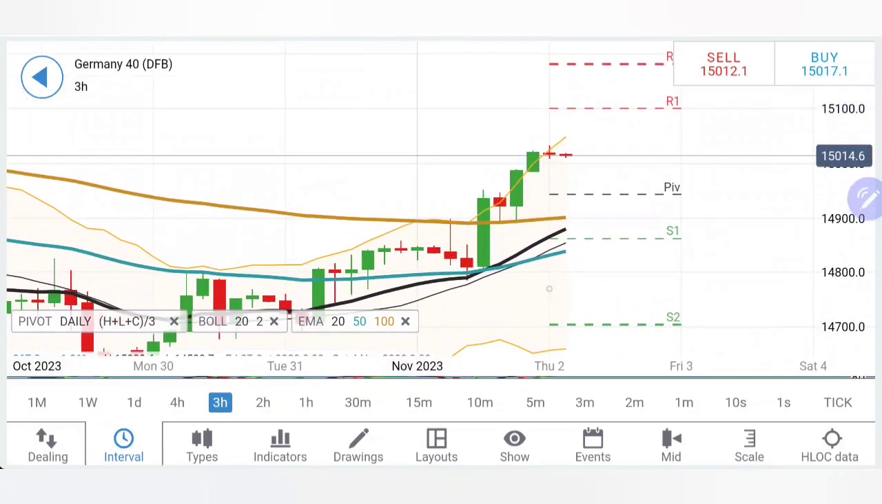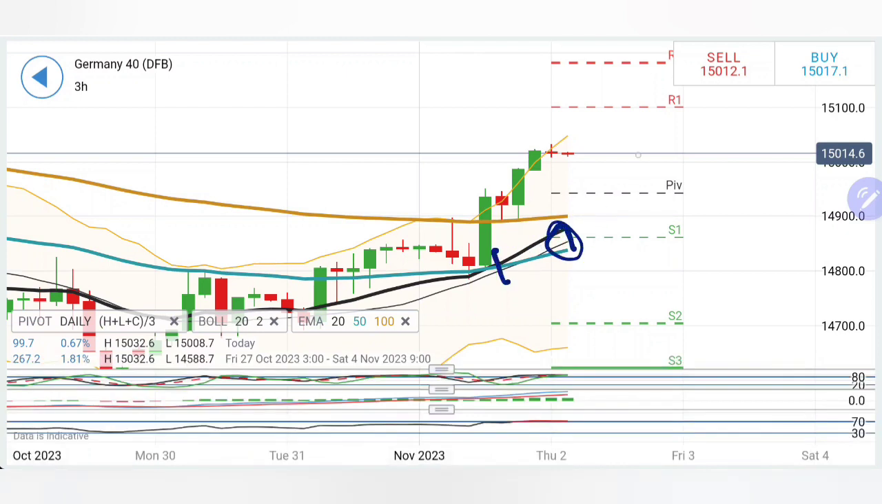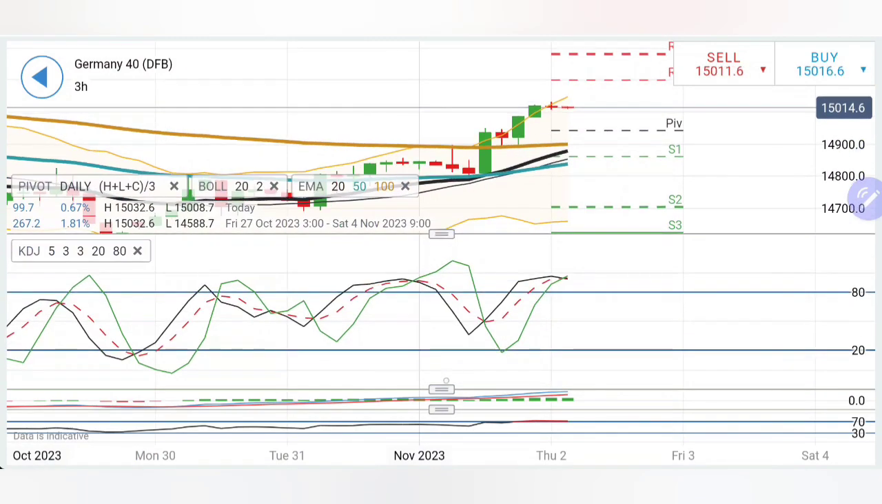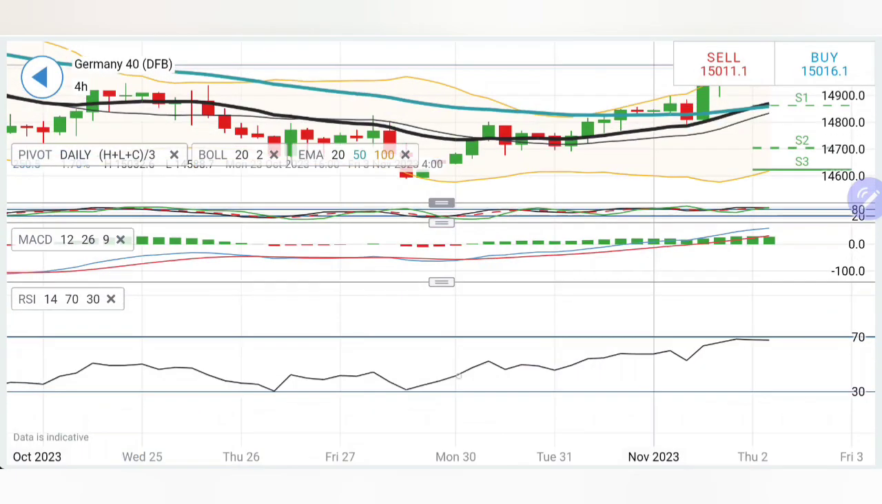Similar observation on the 3-hour charts. A little retracement from here can be expected. 14,950-14,900 should be the greatest support. The 20 and 50 period moving averages have crossed over, trading with divergence and bullishness. Stochastic is overbought, MACD is divergent and bullish, RSI is overbought as well.